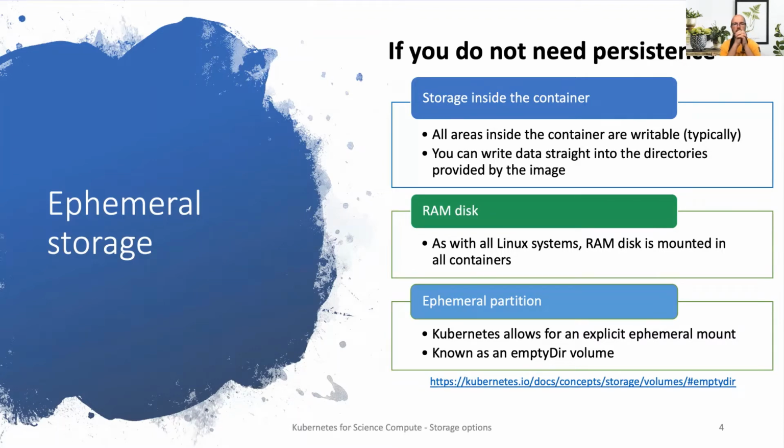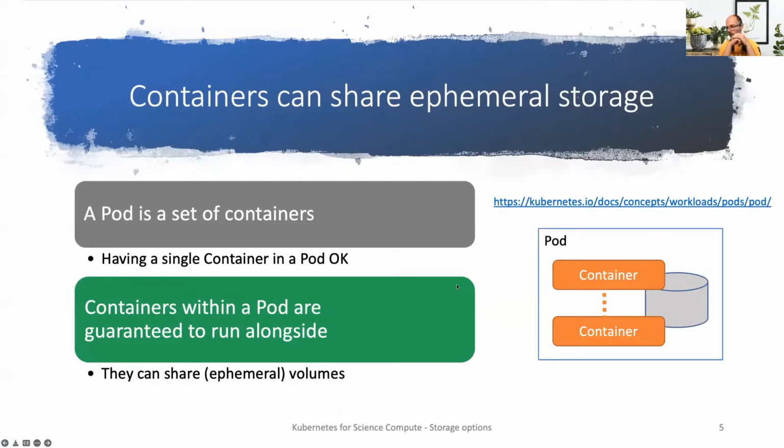It's called an emptyDir volume, and you can size it the way you need. And why would you even consider doing that? Well, there are a couple of reasons. One is, in case your image is not writable, you will need that. But even if it is, remember that you are working with pods. And a pod is a set of containers. It can be more than one container. And if it is more than one container, you can share an explicit ephemeral partition between all the containers in the pod. So all the containers can share a file system, which is local, ephemeral, and fast.